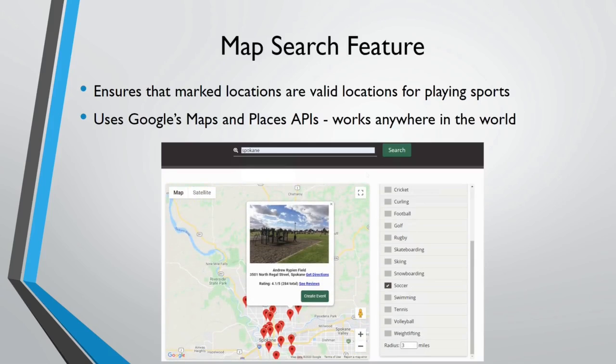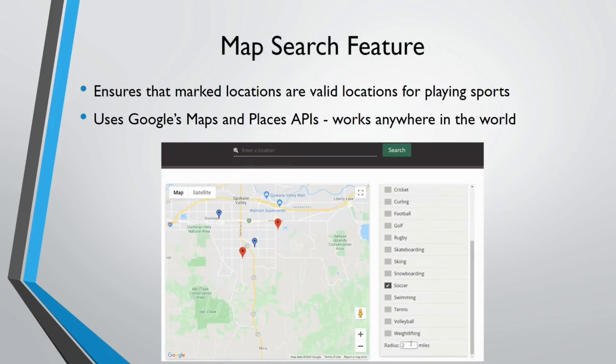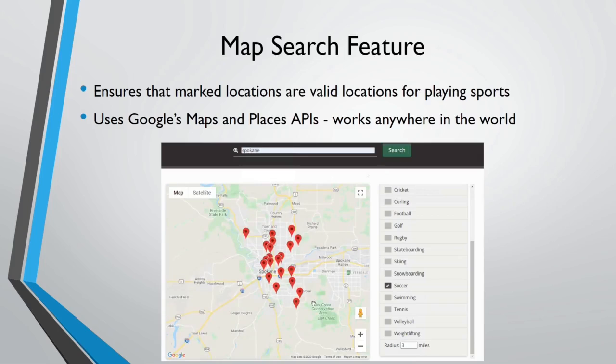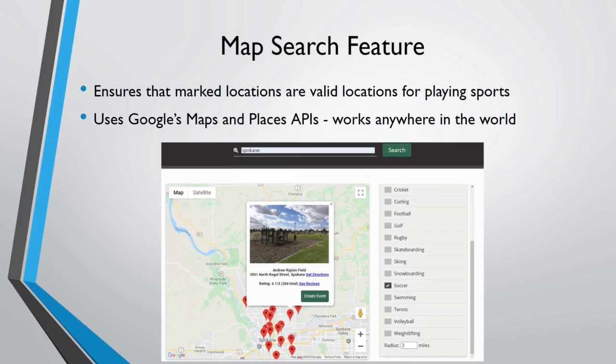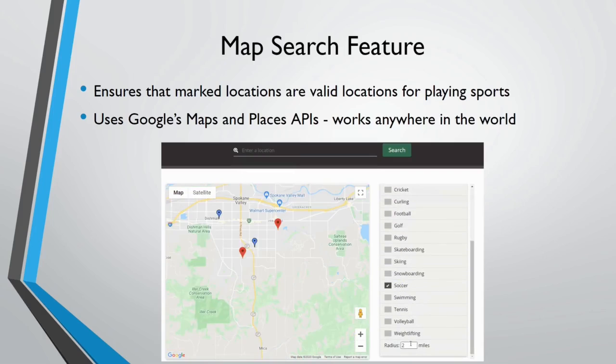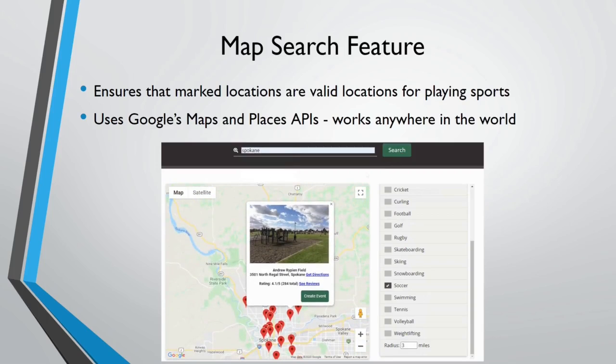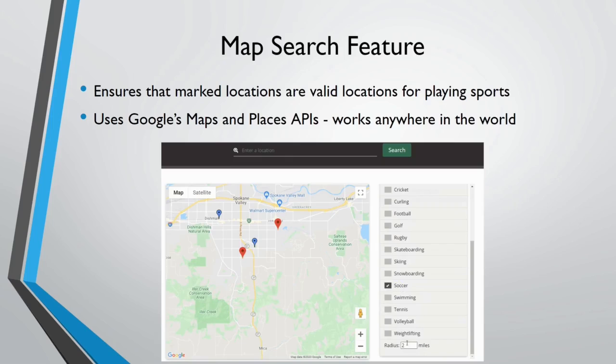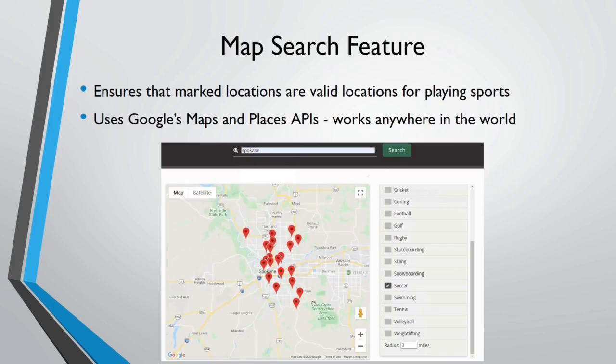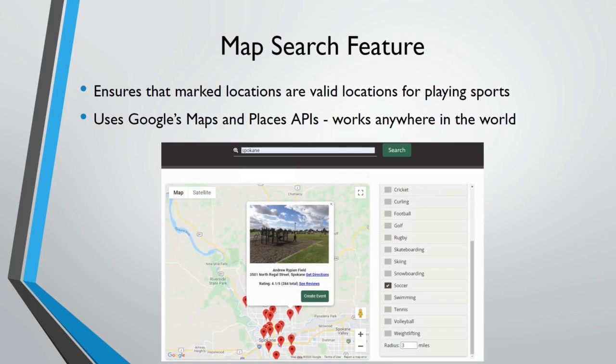As for the map search feature, I implemented this, and it shows valid locations for playing sports. It takes away invalid locations such as stores, general contractors, stadiums, etc. The map works just like a map in Google Maps, so the user can change the view to satellite, show terrain or labels, display street view, zoom in and out, go full screen, etc. It communicates with the database to show markers with events.